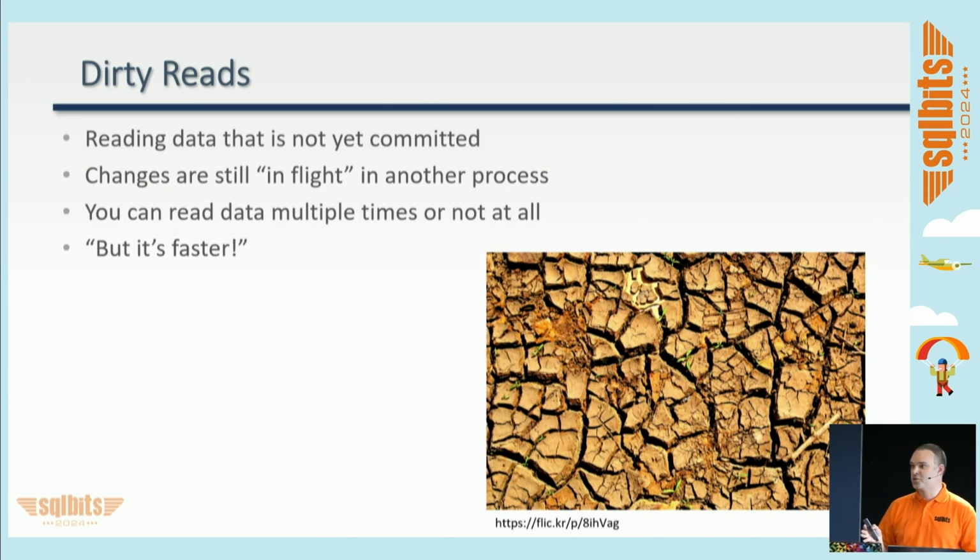The first is dirty reads, right? And this is where we're reading data that is not yet committed. So this is quite possibly data that was changed by another process and is still in flight. It was not actually committed. You can end up, as a result of dirty reads, and we'll see this in a demo in just a minute, reading data multiple times or not at all, actually. Usually the reason for allowing dirty reads is because some people believe it's faster. The problem is you might be getting a less accurate result as well, so you've got to weigh those 2.